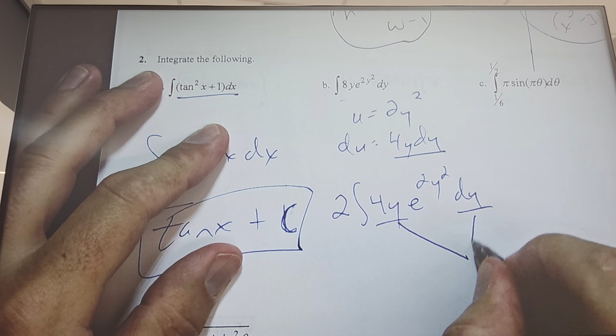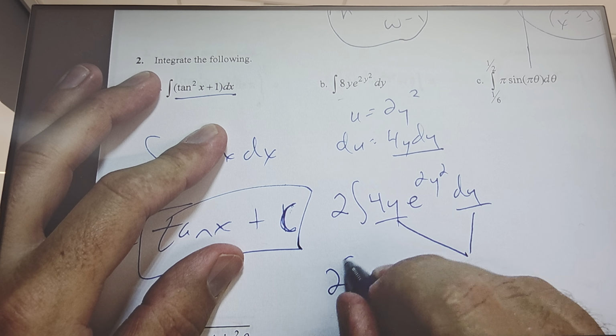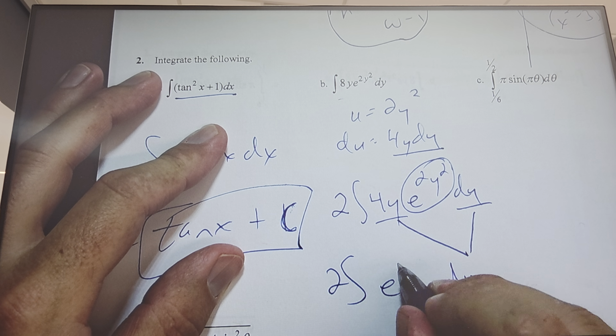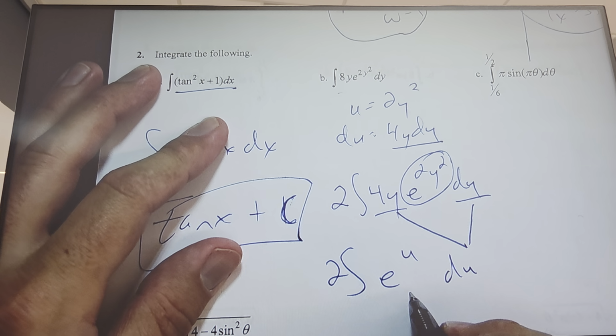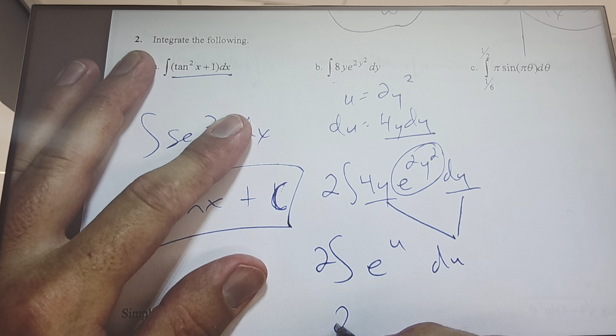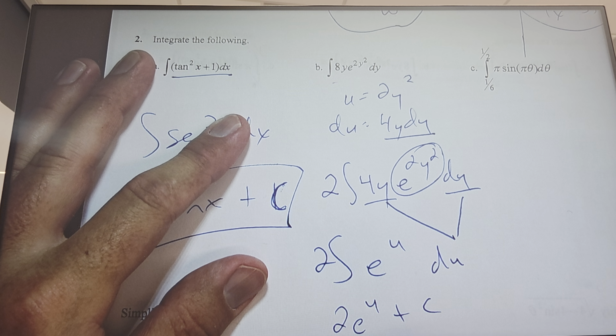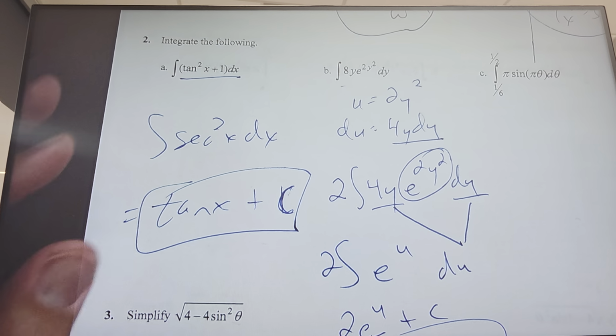So if this is du, this is going to be e to the u. And what's the integral of it? e to the u. And what was u? 2y squared. Oops.